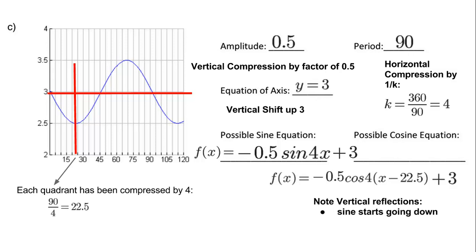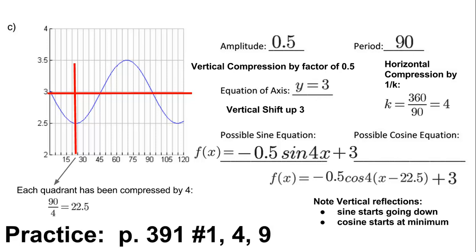So again, notes on the vertical reflections. Sine starts going down, cosine starts at the minimum. And there's practice questions.